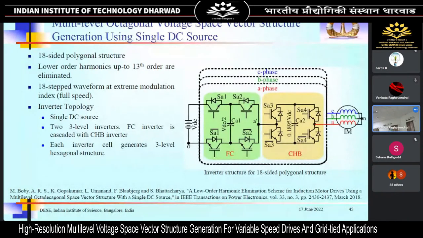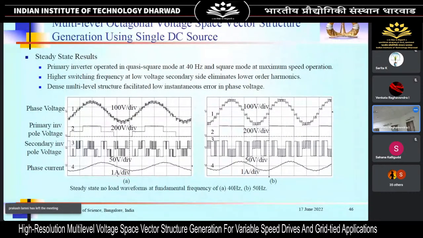12, now 18-sided. See, 18-sided polygon means, see the voltage here, is voltage here. And see the main inverter. The main inverter is slowly going from 3-level to quasi square wave to the square wave. So the main inverter is switching with less switching frequency. See, if you see the phase voltage, a lot of switching frequency you can see. That is because of the hybrid capacitor. It's going positive and negative to balance. The main inverter, high voltage inverter, is switching with less switching frequency. The current is nearly sinusoidal.